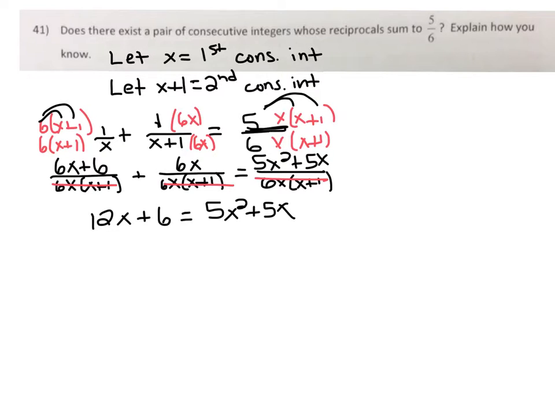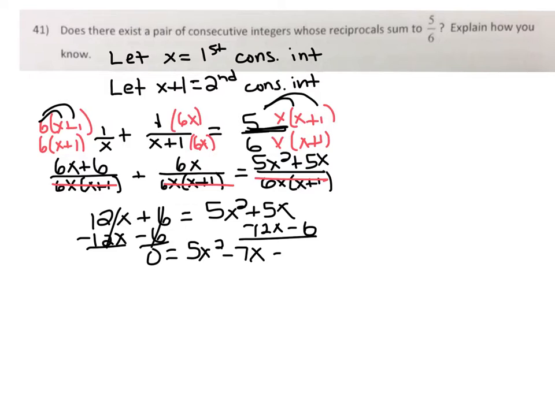Now, since the x squared term is positive, let's just move everything to the right-hand side of the equation. That way we keep it positive. So I'm going to subtract the 12x and subtract the 6. Okay, so everything over here on the left cancels, and I'm going to be left with 5x squared minus 7x minus 6.